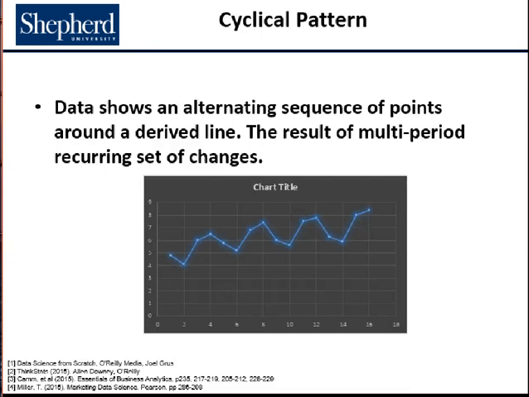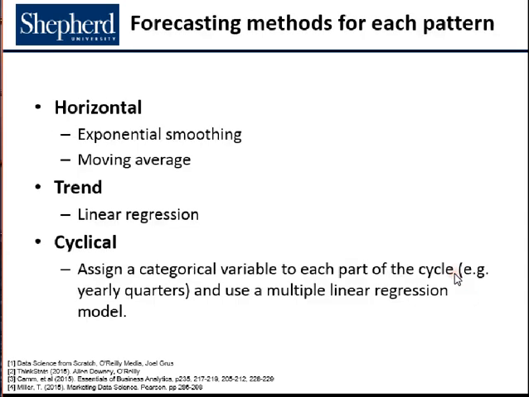And here a cyclical pattern. The data shows an alternating sequence of points, and it'll be around a derived line. So we see a line roughly like this, and we see a cyclical pattern around it. It's not random. You see this cycle, and it goes up and down around that derived line. So it's a multi-period recurring set of changes.